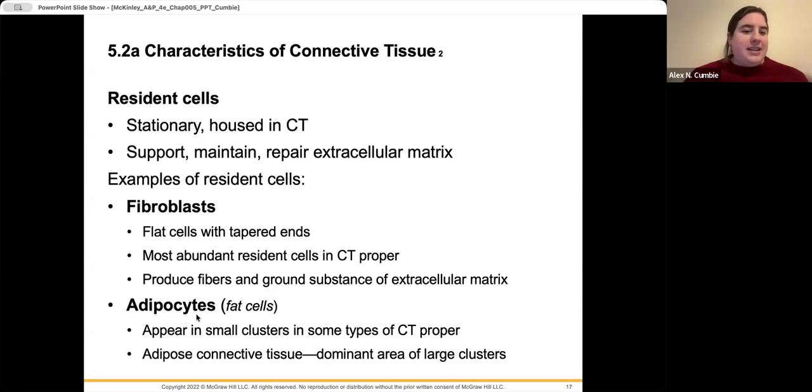Another type of resident cell that we see a lot in connective tissue are adipocytes. These are fat cells. We could have adipose connective tissue, which is just lots of fat cells put together, but you might also see these adipocytes intertwined in other tissue.